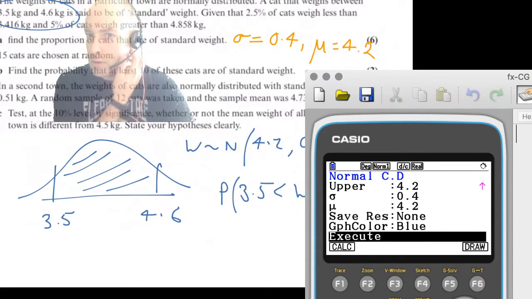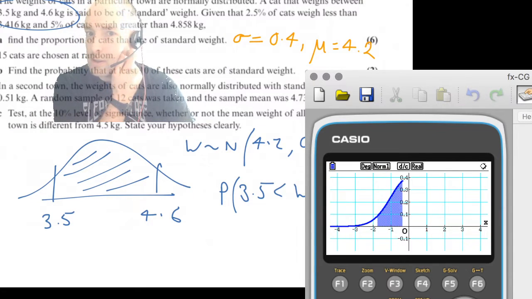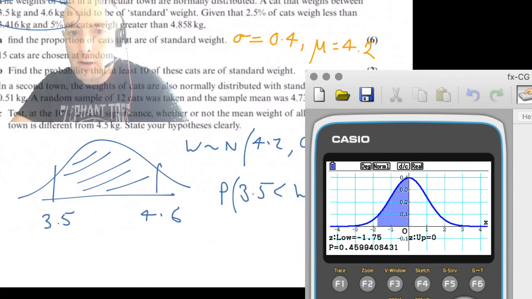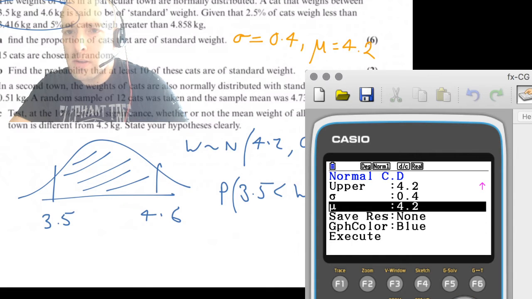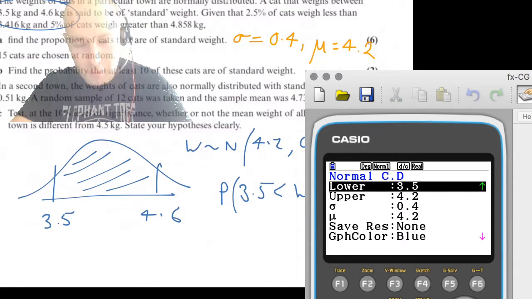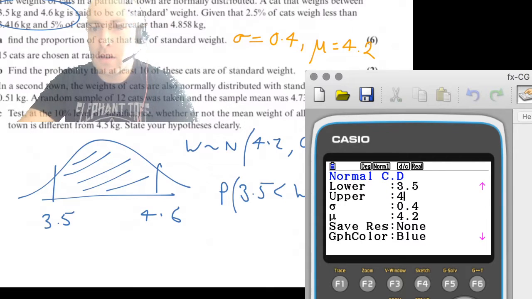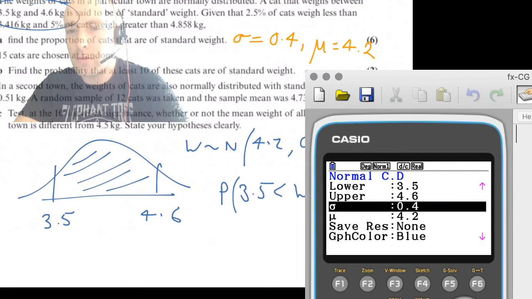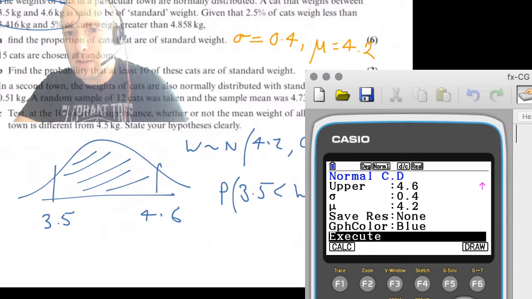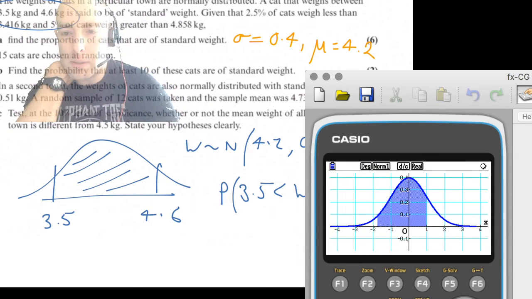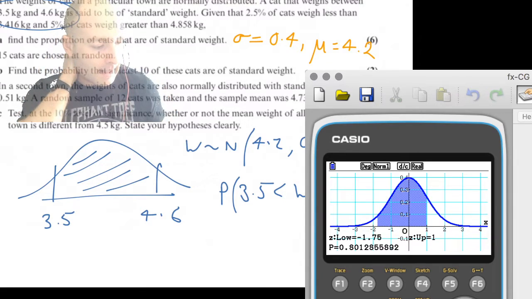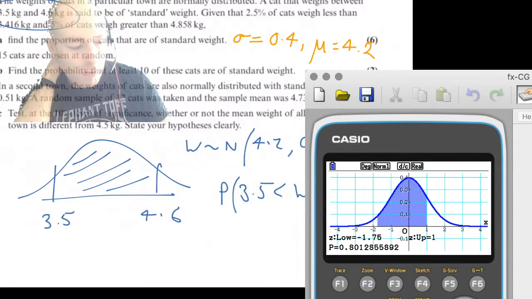May as well draw it. It's always fun when you get the chance. So there's our graph. That doesn't feel right to me. It's not. The upper should be 4.6. There we go. Let's draw that again. See, if I hadn't drawn it, I wouldn't have spotted that. That looks more like my sketch. Good. Yes, we get 0.8013.